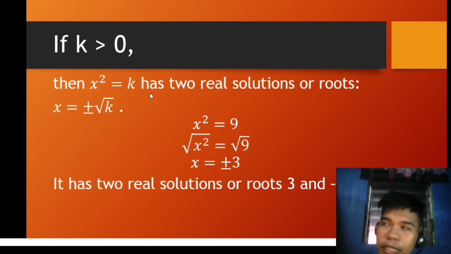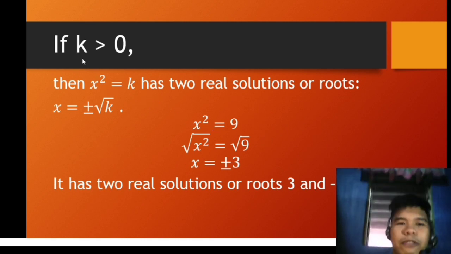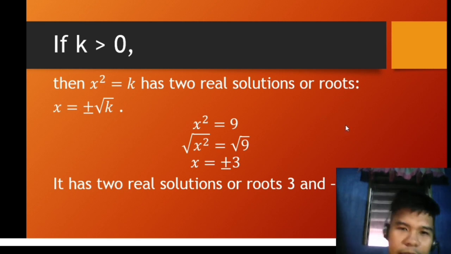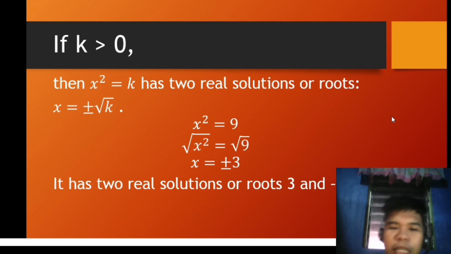This always happens when the value of k is greater than 0. This is always true if the value of k is greater than 0. So if the value of k is greater than 0, we can conclude that the given quadratic equation has two real solutions or roots.